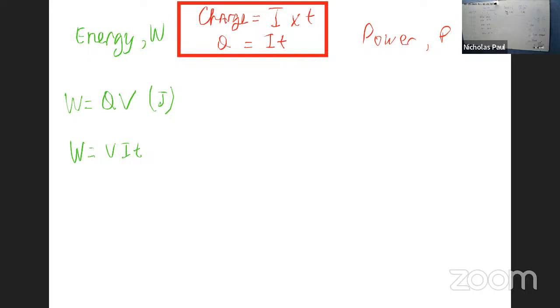Given by power is equal to work done over time. SI unit is watts. Or we can make it look nicer. Take off W and write VIt over t. The t will cancel and you will get this formula here: P is equal to VI.